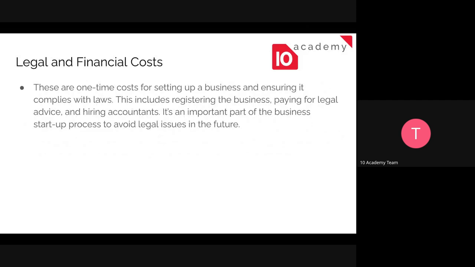So legal and financial costs, these are one-time costs for setting up your business and ensuring it complies with the laws of that specific country. It includes registering the business, paying for legal advice, and hiring accountants. So it's an important part of the business startup process so that you can avoid any legal issues afterward while you are working in your company.